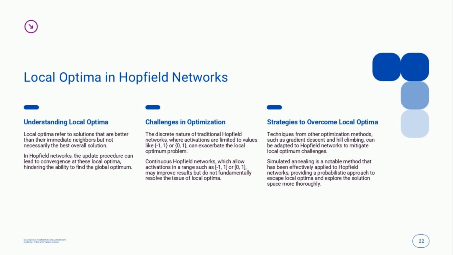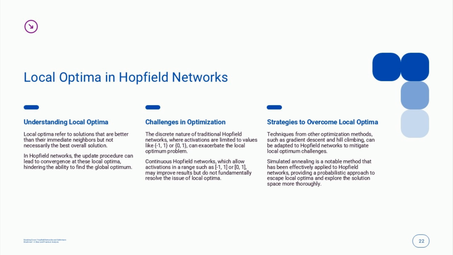Now, let's dive into the fascinating world of local optima in Hopfield Networks. Imagine climbing a hill in the middle of a mountain range. You're hiking up and you reach the top of the hill. It feels great. You've got a nice view and you're convinced this must be the peak. But here's the twist. You're not actually on the highest mountain. There's a taller one just a bit further away, but because you stopped at this hill, you never got there.